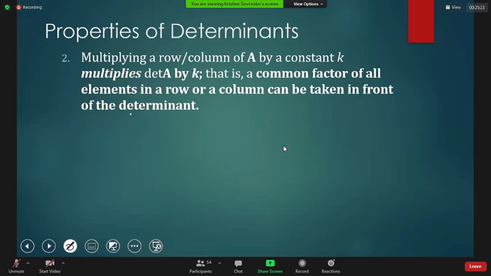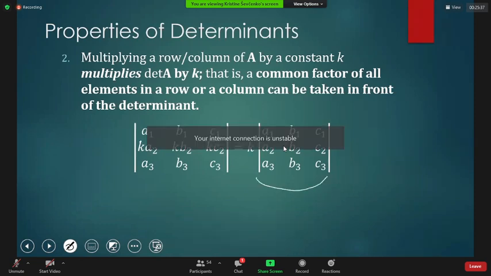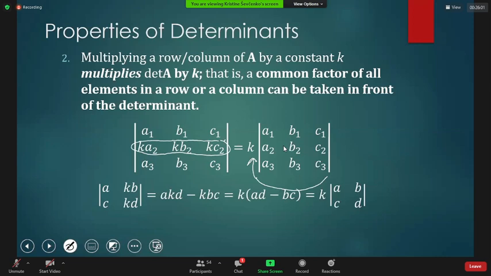So this means we can simply take a common factor out in front of the determinant. Because if I take this determinant, multiply one of the rows by some number k, as a result, I see that the determinant has been multiplied altogether by this number. So that means I can actually take a common factor from a row or a common factor from a column in front of the determinant. That can be useful. Again, we can demonstrate this using the 2 by 2 determinants.